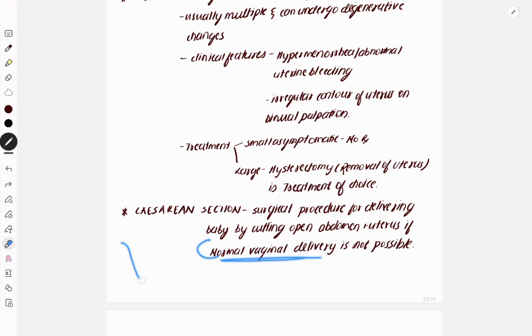So in that case, we have to actually give a small incision on the abdomen as well as on the uterus, and that incision is mainly given in the lower segment of the uterus, and therefore this type of cesarean section is also called lower segment cesarean section. And this lower segment cesarean section is done only when the normal vaginal delivery is not possible, and the delivery of baby is done by cutting open the abdomen and uterus.